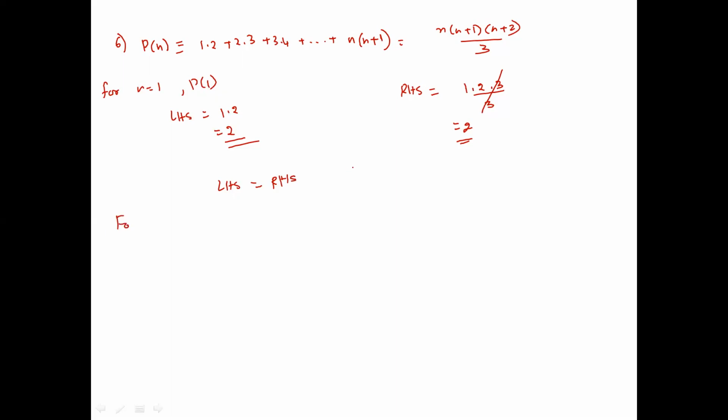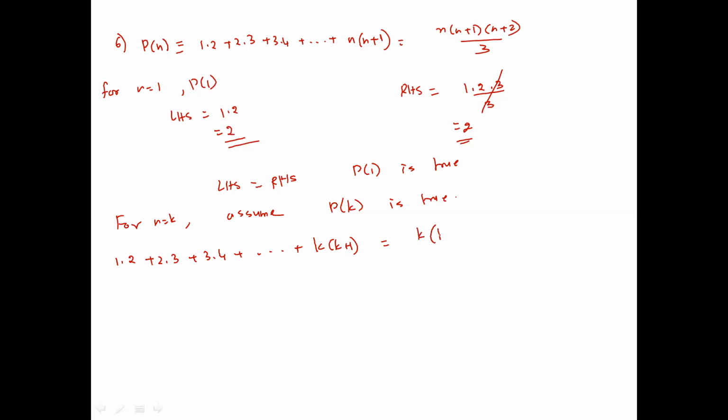Now, I can say P of 1 is true. For n equal to k, assume P of k is true. That means left hand side, 1 into 2 plus 2 into 3 plus 3 into 4, and so on, n is k, k into k plus 1, will be equal to right side, n is k, k into k plus 1 into k plus 2 by 3.